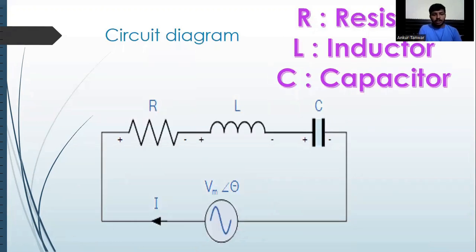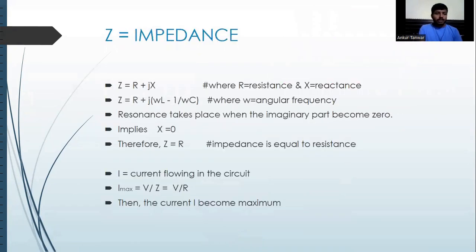Here is a circuit diagram of a series RLC circuit, where R is the resistor, L is the inductor, and C is the capacitor. These are connected to an AC source of amplitude Vm and angle phi. Here we can find the impedance of the circuit, which is R plus jX. The real part is the resistance and the imaginary part is the reactance. Expanding it, Z equals R plus j times (omega L minus 1 by omega C), where omega is our angular frequency.